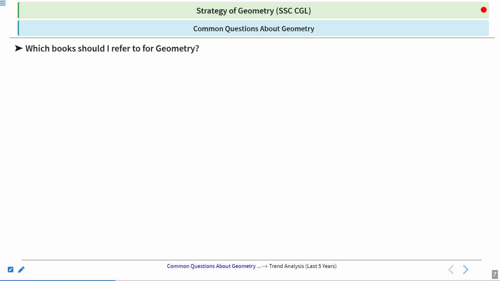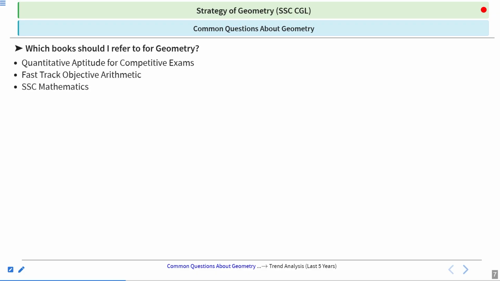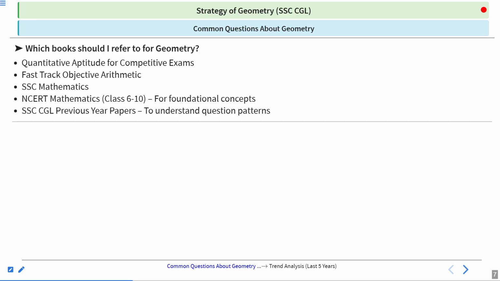Now, the next question is, which book should I prefer for geometry for the SSC CGL exam? Quantitative Aptitude for Competitive Exams, Fast Track Objective Arithmetic, SSC Mathematics, and the NCERT maths books for class 6 to 10 for learning foundational concepts, and SSC CGL previous year questions to understand the question pattern.